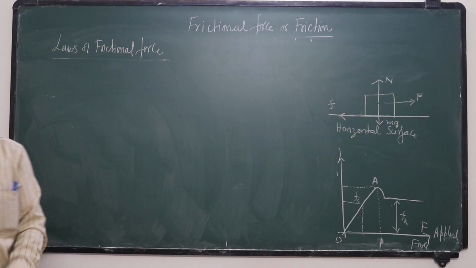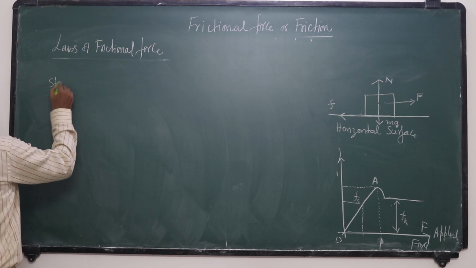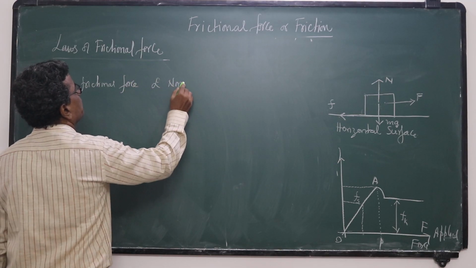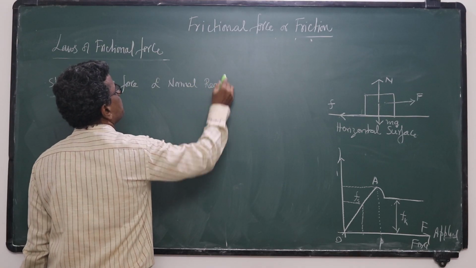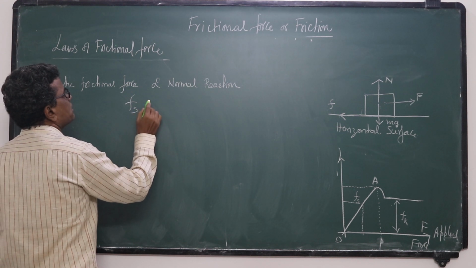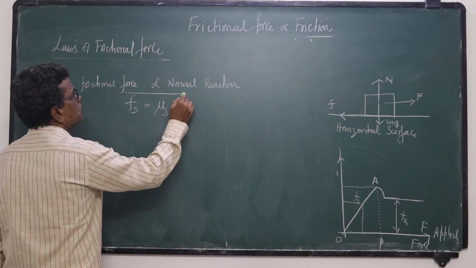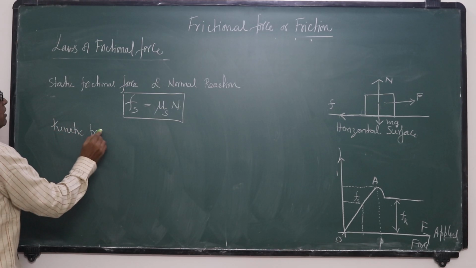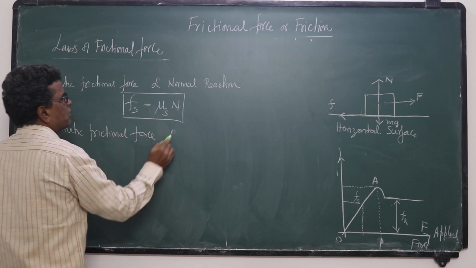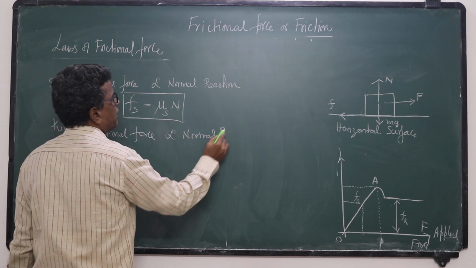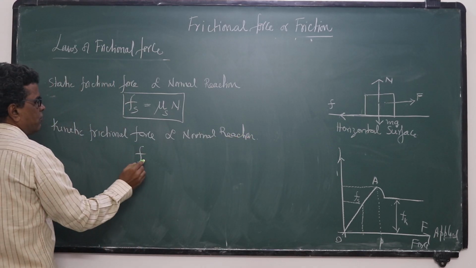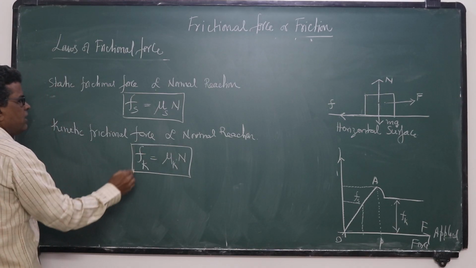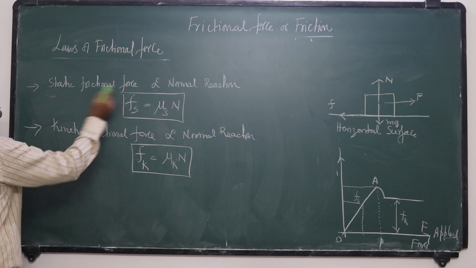Okay, the next point is, if it is a static frictional force, static frictional force is directly proportional to normal reaction. So similarly we can write Fs is equal to mu s N. Okay. So this is the value of static frictional force. Similarly, kinetic frictional force is also proportional to normal reaction. Fk is equal to, while removing the proportionality, you have to write mu k, suffix k, into N. What is Fk? Kinetic frictional force value. What is Fs? Static frictional force value.